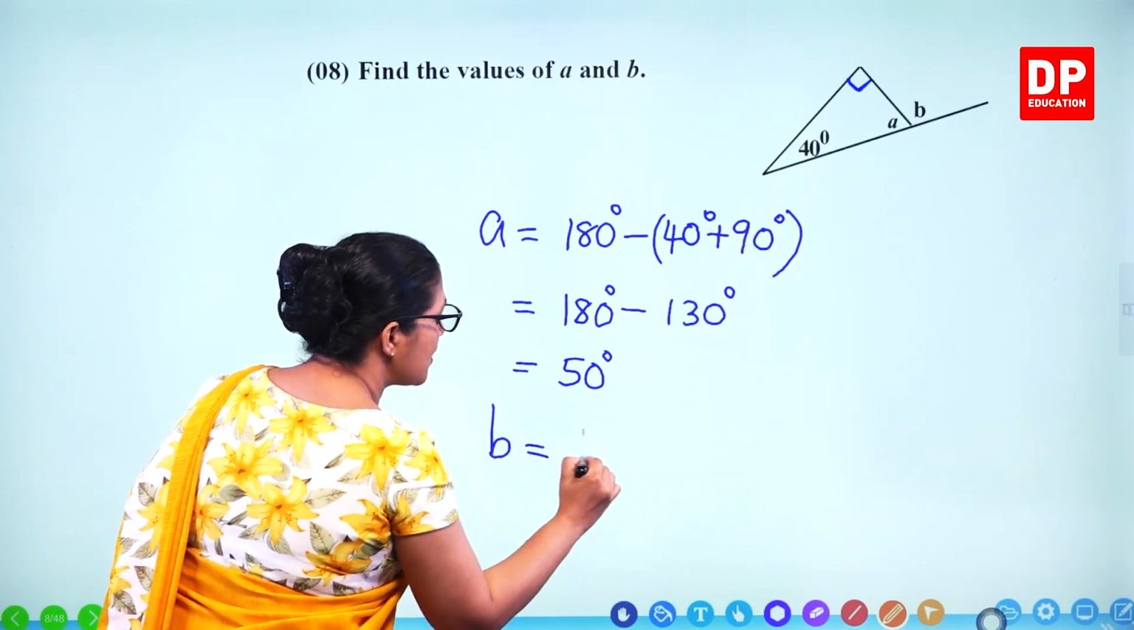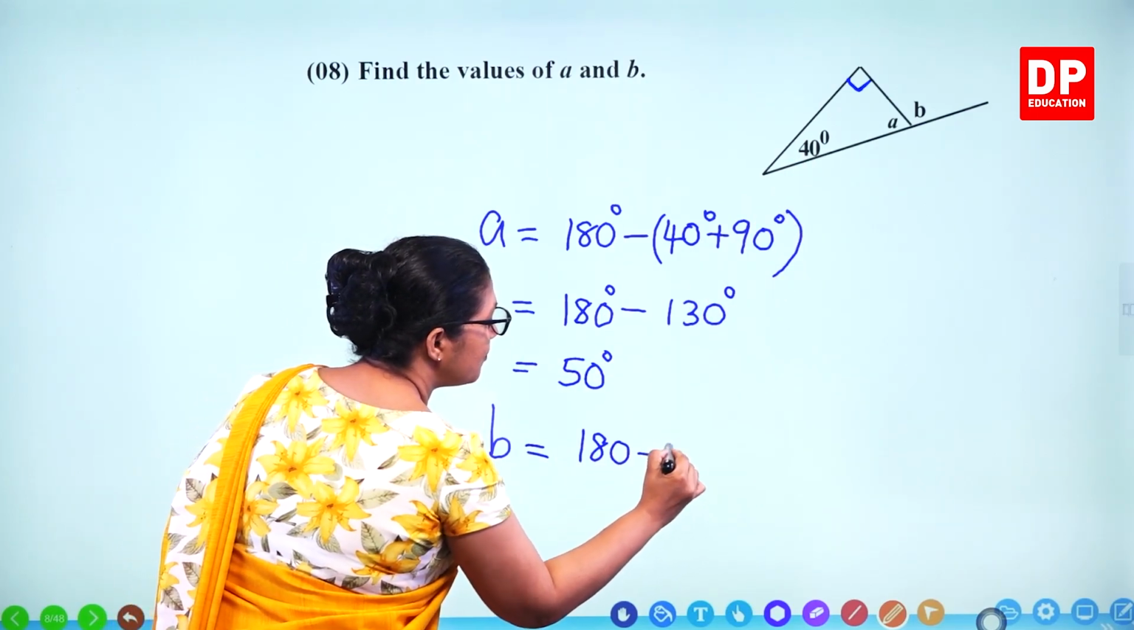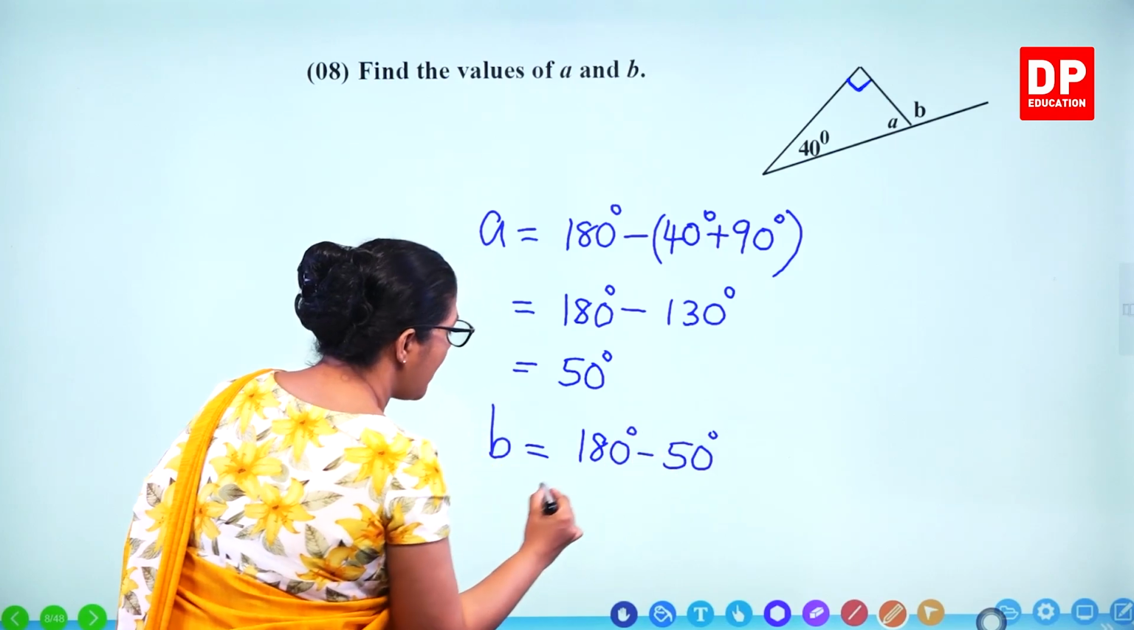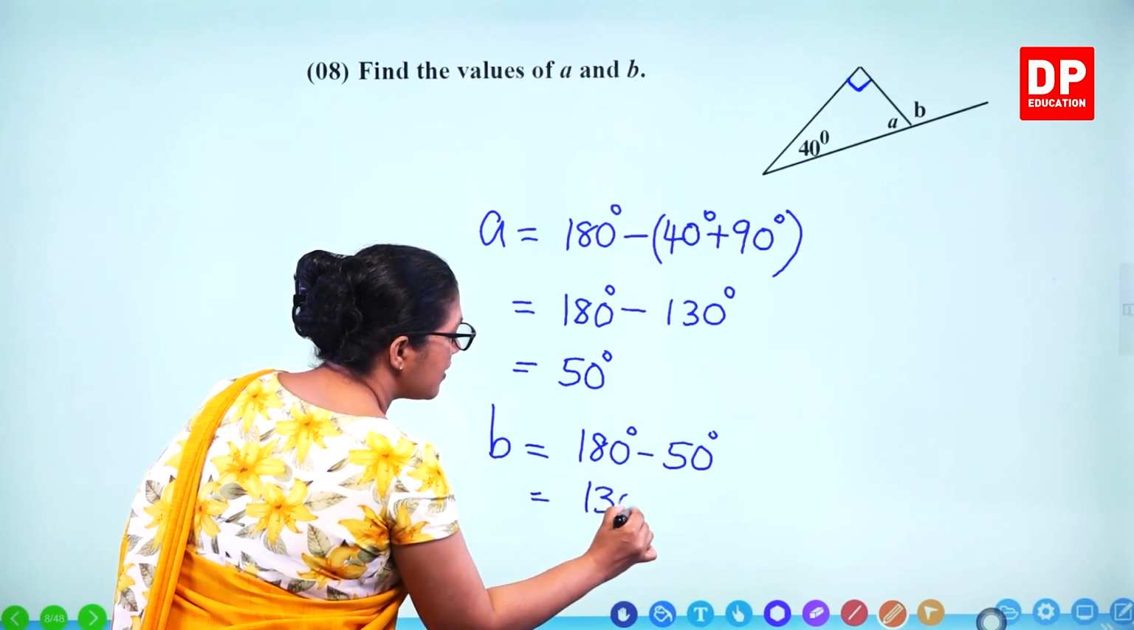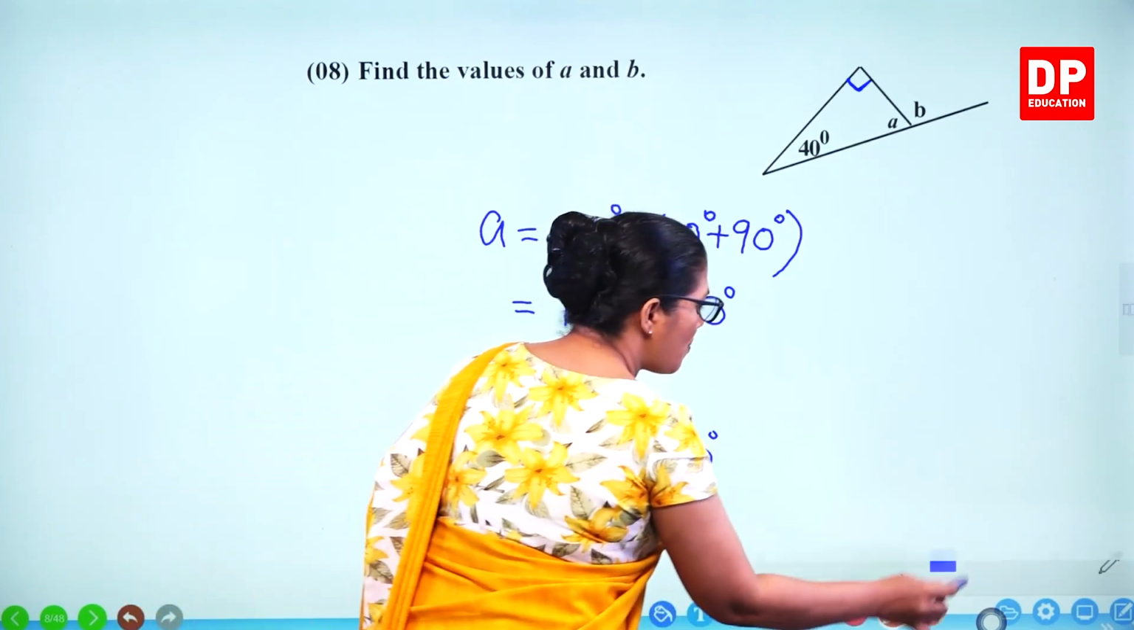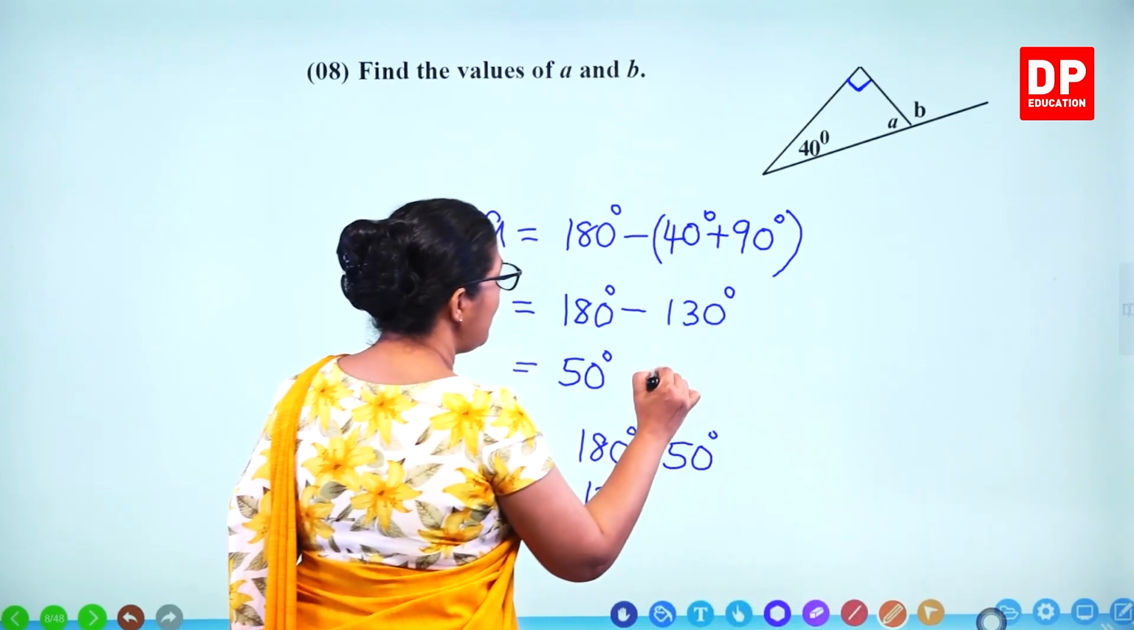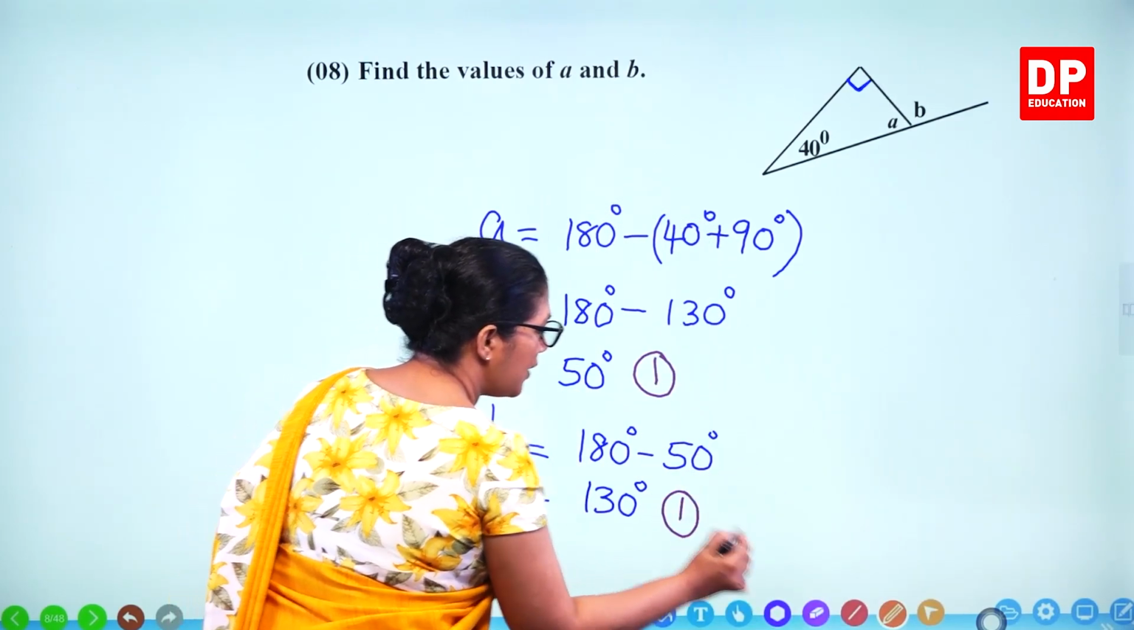180 minus 50, because a straight angle is 180. So 130. So 2 marks, 1 mark for the A value and 1 mark for the B value.